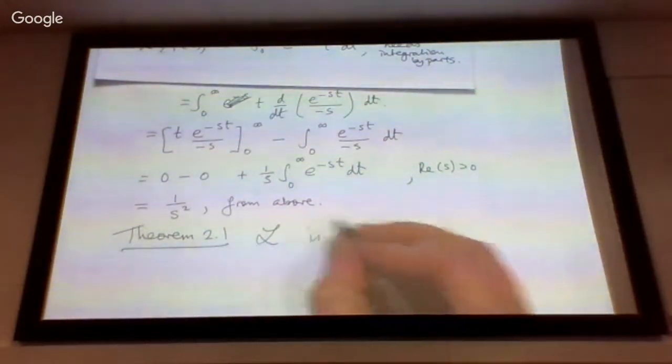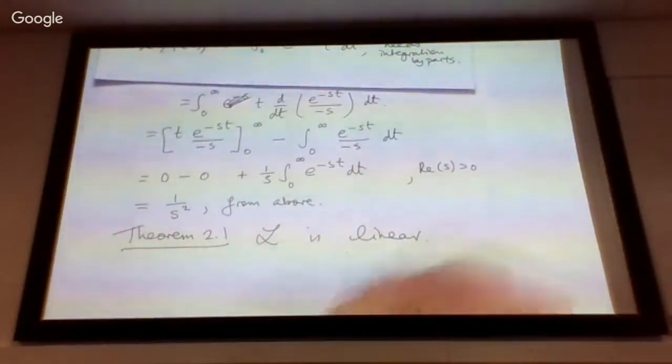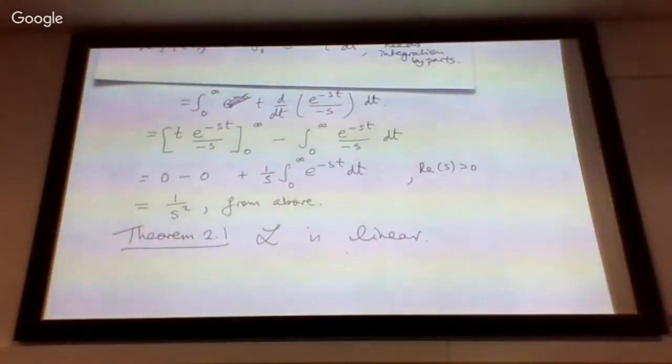The Laplace transform is linear. It's a linear transform.